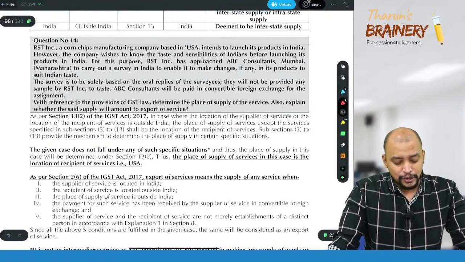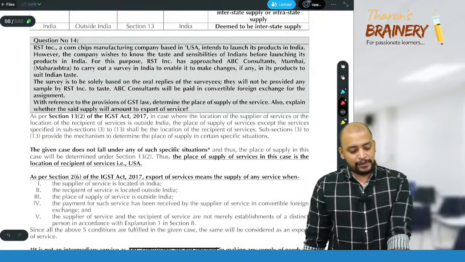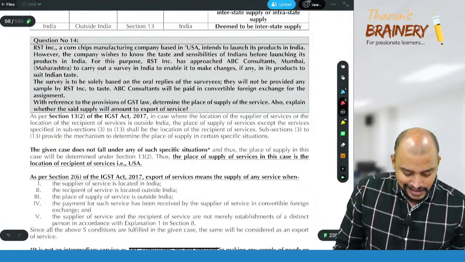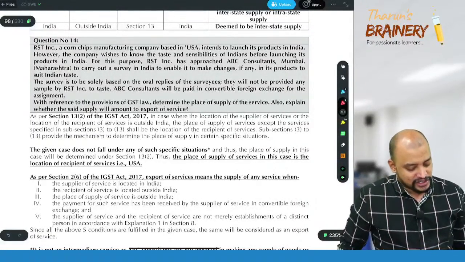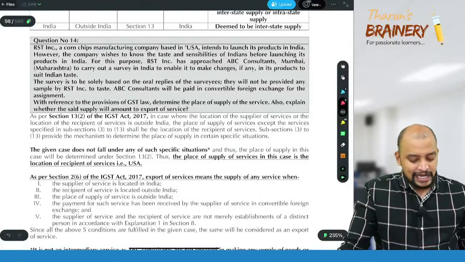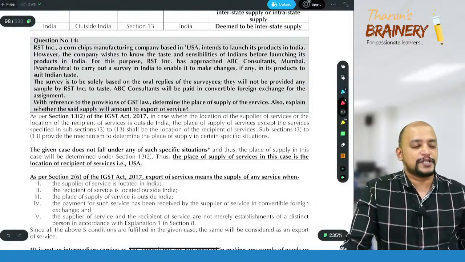The survey is to be solely based on the oral replies of the surveyees. They will not be provided any sample by RST Incorporation to taste. ABC Consultants will be paid in convertible foreign exchange for the assignment. With reference to the provisions of GST law, determine the place of supply of service. Also explain whether the said supply will amount to export of service.